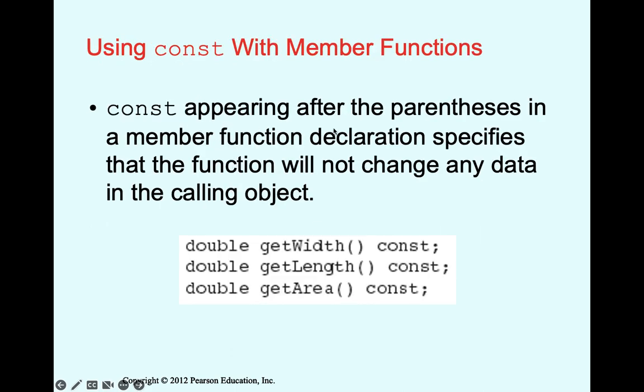So the const appearing after parentheses in the member function declaration specifies that the function will not change any data. So this will not change any variables in the class because it's get width. It's returning the width without changing the width. It's getting the length, returning the length without changing the length. So that's why we write const.